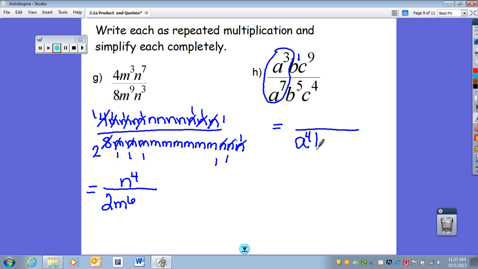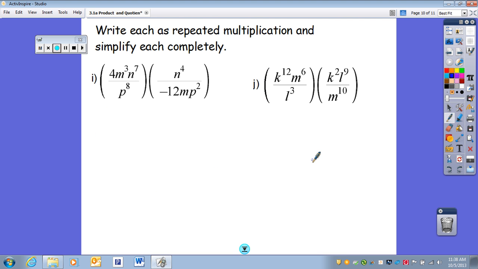Now with my b's, I have b to the 1st and b to the 5th. There are more b's in the denominator, so that's where my base will be. 5 minus 1 would be 4, so that would leave me 4 b's left if I were to simplify with my repeated multiplication. Lastly, I have a c, and notice that there are 9 c's in the numerator and 4 in the denominator. 9 minus 4 means I would have 5 c's left in the numerator if I were to have expanded and write it out as repeated multiplication and then simplified. Or in other words, if we use our rule, we're going to keep the base and subtract the exponents.